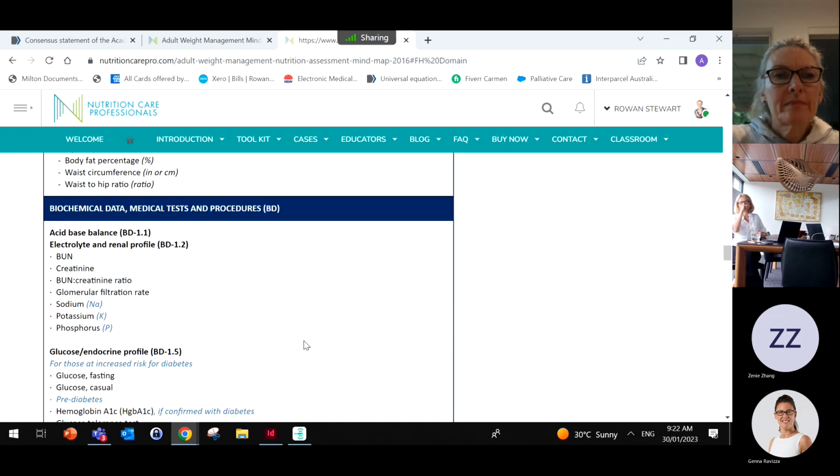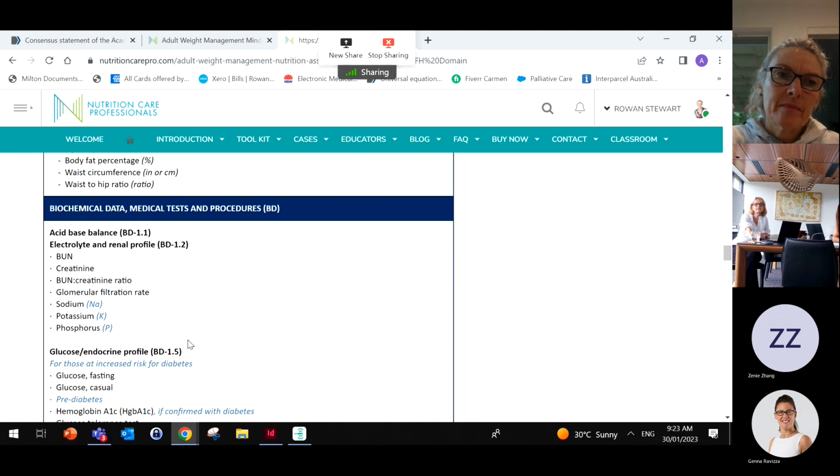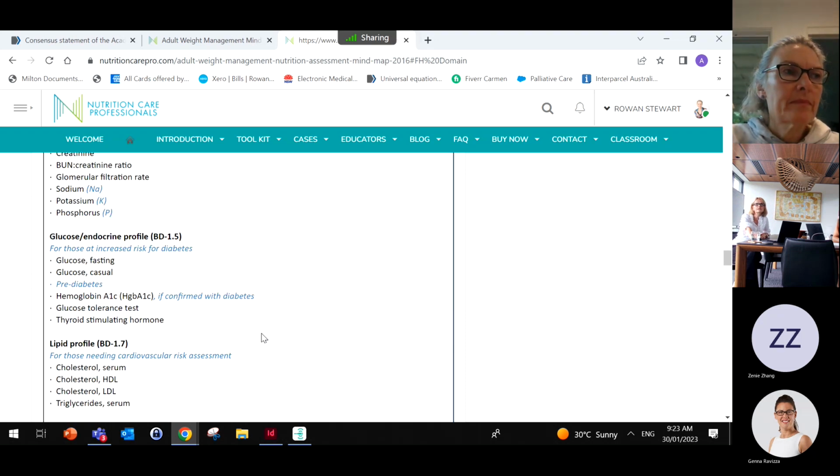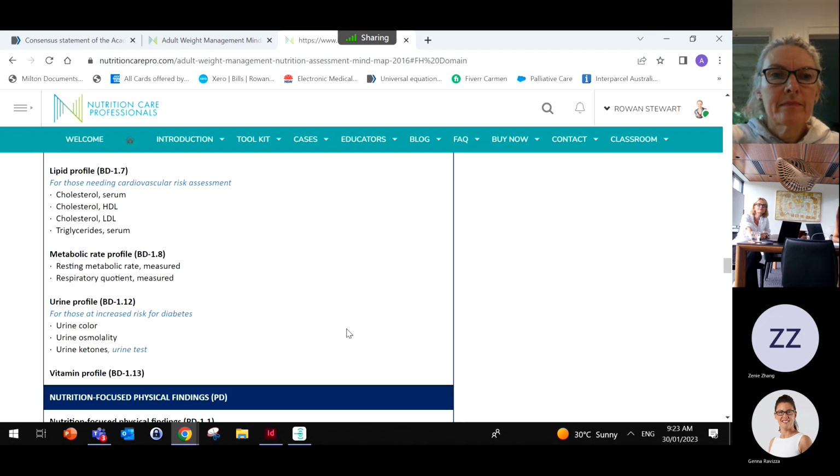Into their biochemical data. Now we know that patients who are overweight are at risk of a number of comorbidities, including hyperlipidemia leading to coronary heart disease. They are also at risk, depending on whether they have abdominal obesity, of type 2 diabetes. And so these are the kinds of things that you would be looking out for in the patient's blood profile.